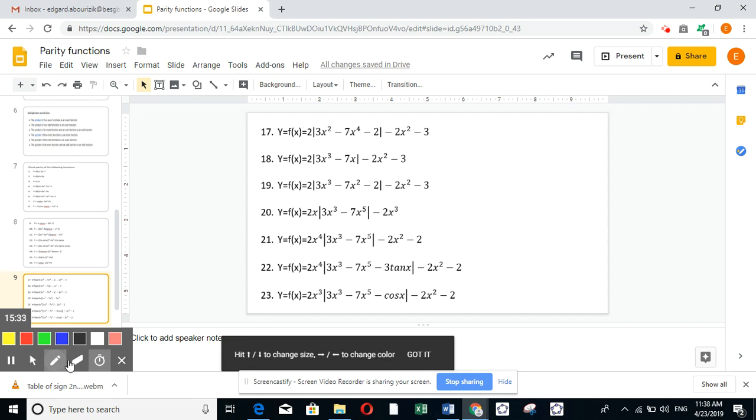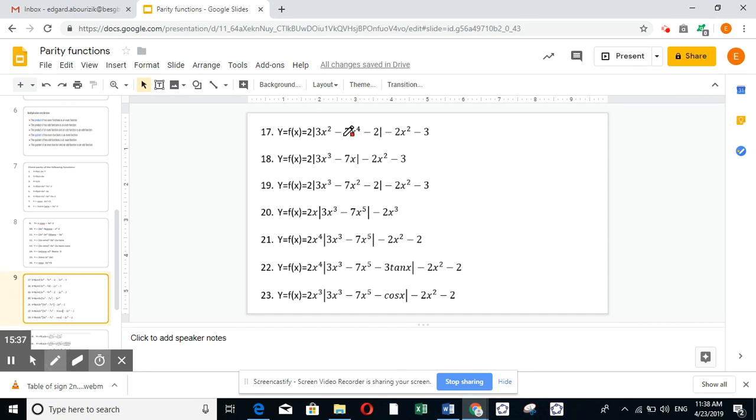So let us continue. Absolute value, here even, all is even. Absolute value of plus, as you all know, is a plus. So even plus even plus even is what? Even. So the first one is even.